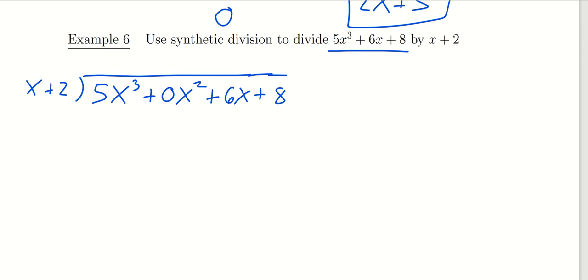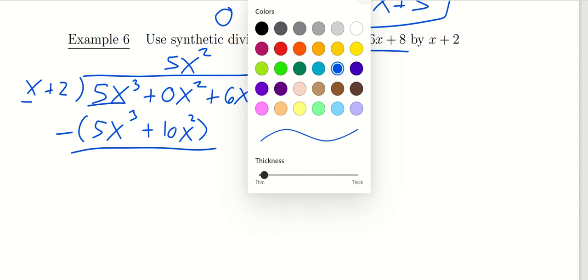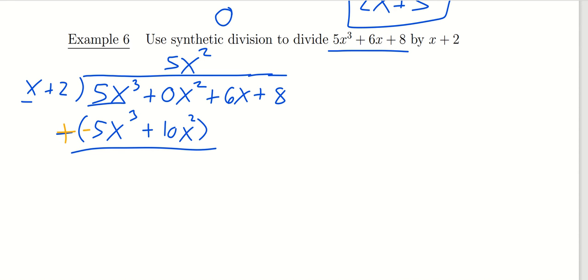And now we go ahead and we begin. Focus on the leading terms. What would you need to multiply by x in order to get 5x cubed? Well, that would be a 5x squared. So that goes above our x squared column like this. We then distribute. 5x squared times x would give us 5x cubed. 5x squared times a positive 2 would give us a positive 10x squared. To subtract, let's change it to addition of the opposite. 5x cubed and negative 5x cubed cancel. 0x squared and a negative 10x squared will give us a negative 10x squared.